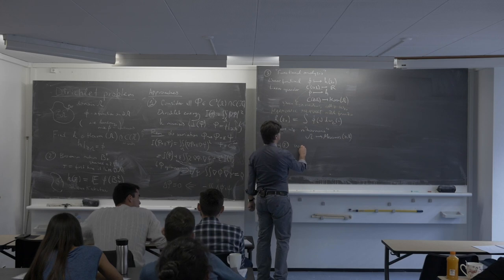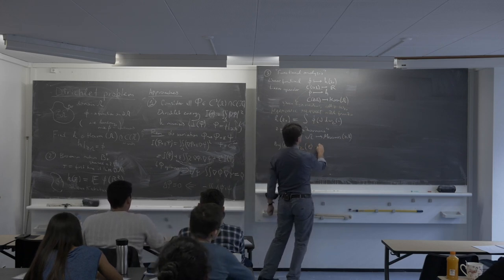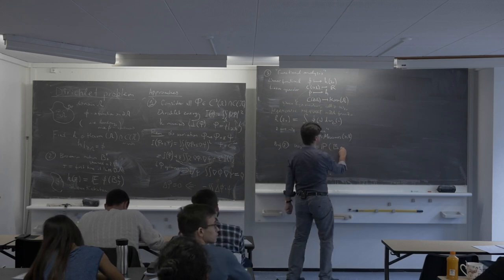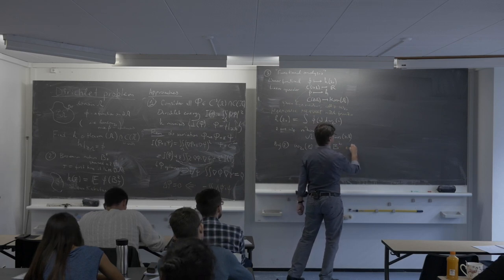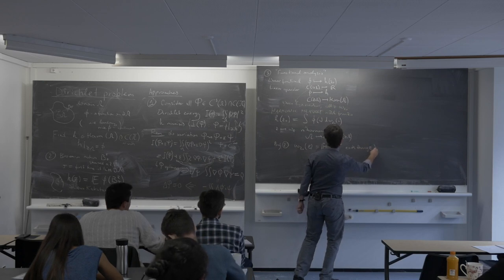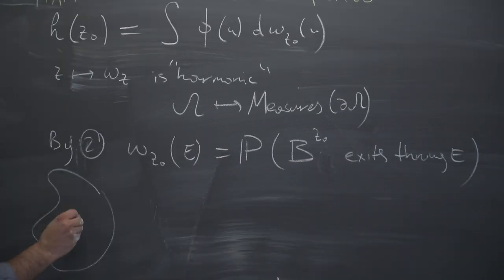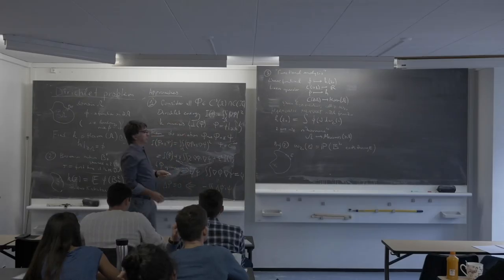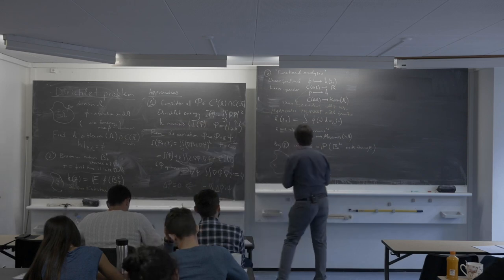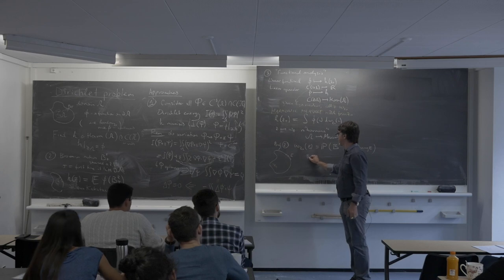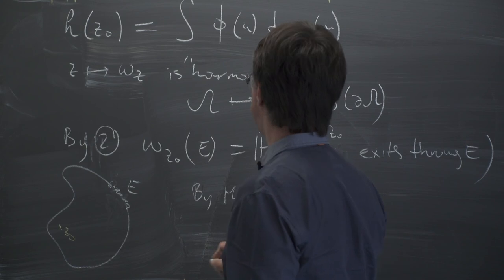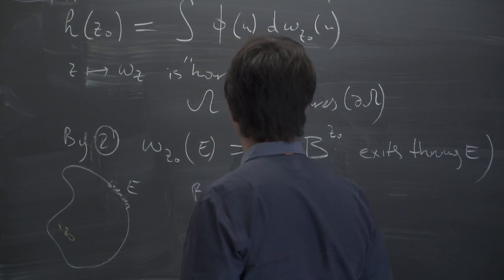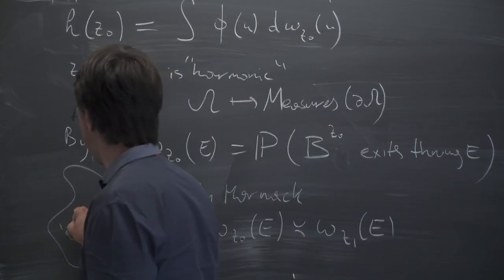So by part two, omega z0 of some whatever set E is the probability that B starts at z0, exits through the set E, which immediately gives us some intuition. So, for example, if z0 is close to E, then harmonic measure is very large because you are likely to exit here. If z0 is far from E, then harmonic measure of E is small. Also, one can write, I don't want to write exact estimates now, but by Harnack inequality, you can write things like omega z0 of E is comparable to omega z1 of E if z0 and z1 are close.